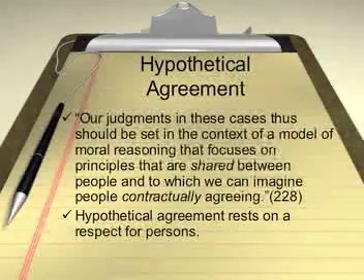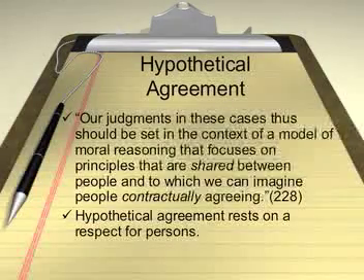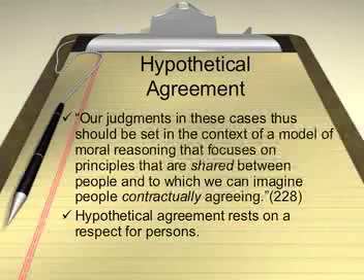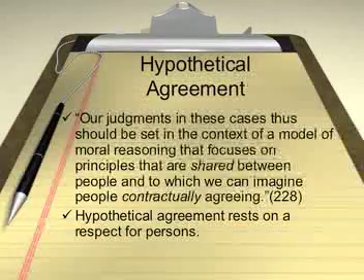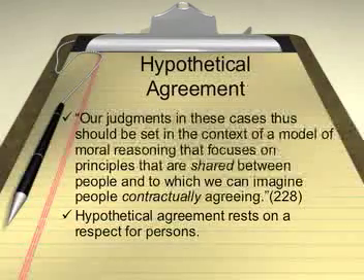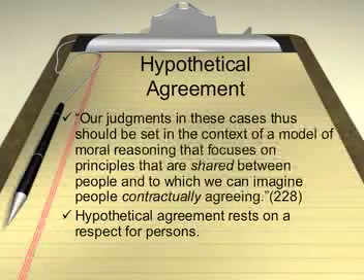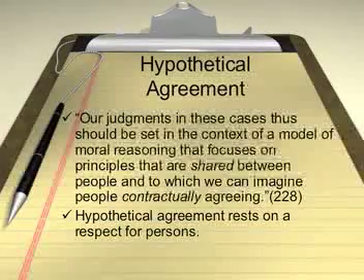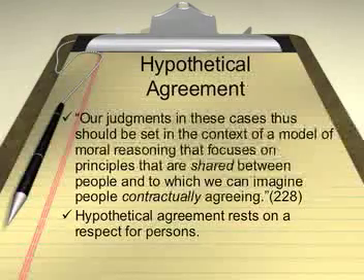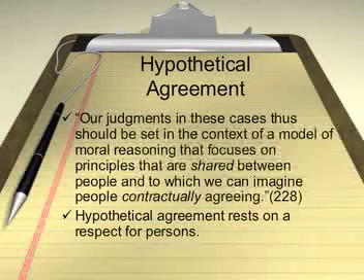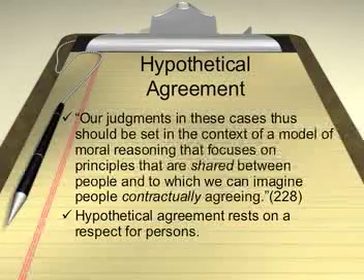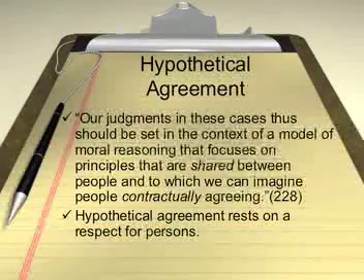Hypothetical agreement. As I mentioned in the previous slide, the third form of consent, which is implied by the notion of rational persons, a rational person standard, is what we call hypothetical agreement. As Pinkard notes, our judgments in these cases should be set in the context of a model of moral reasoning that focuses on principles that are shared between people and to which we can imagine people contractually agreeing. So hypothetical agreement is much like, in fact this is a direct appeal to, a Rawlsian sort of contract situation.